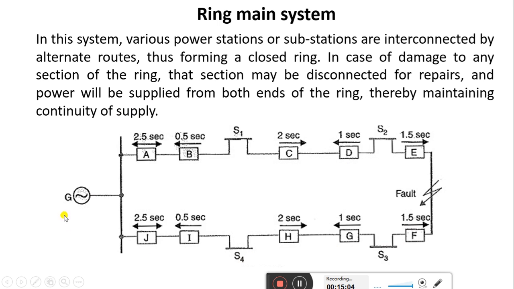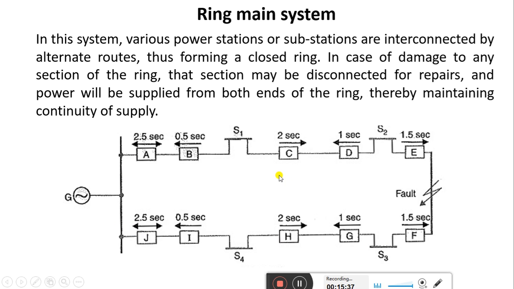If you are moving in the anti-clockwise direction from source G, then the initial relay is the non-directional relay, then H is a directional relay, F is a directional relay, D is a directional relay, and B is a directional relay. So again, it means we can complete a ring starting from G, through J, going back and coming to A and G.